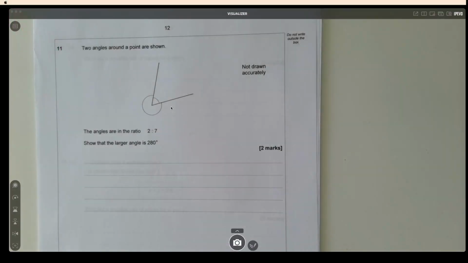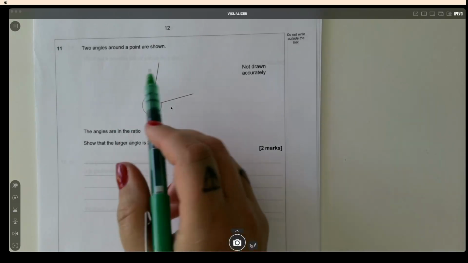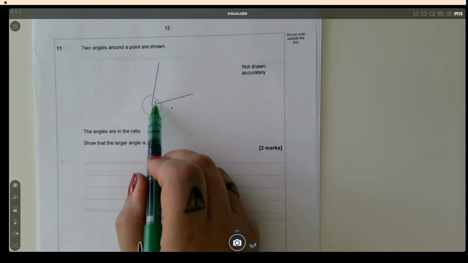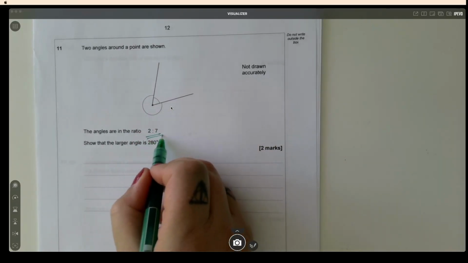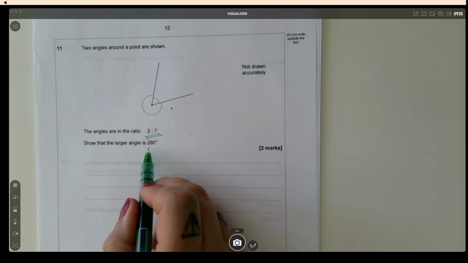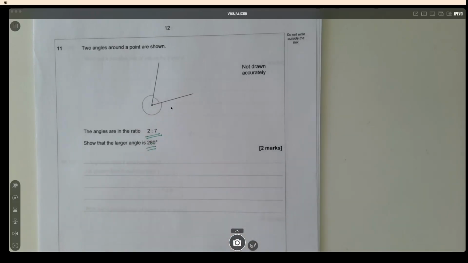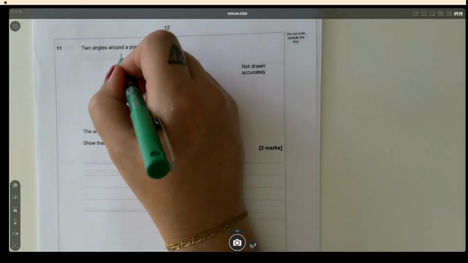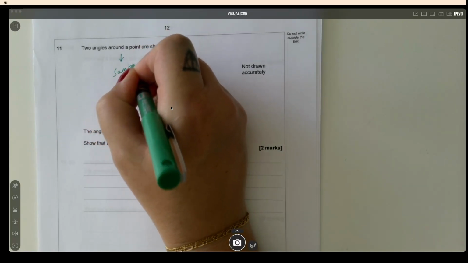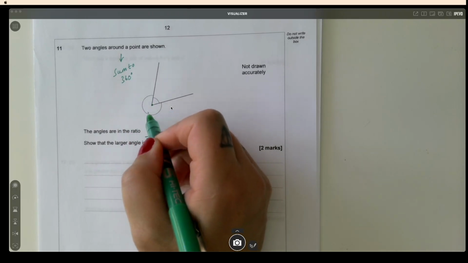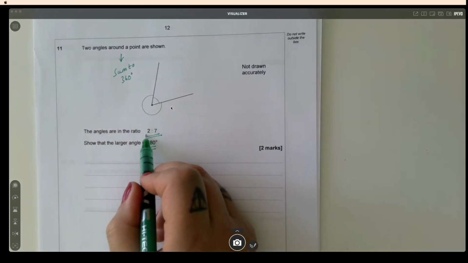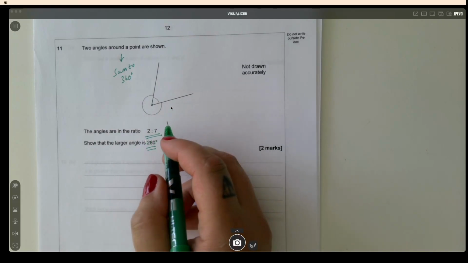Question 11. Two angles around a point are shown. So we've got these two angles here, this angle and this angle, both around that point. The angles are in the ratio 2 to 7. Show that the larger angle is 280 degrees. Now, angles around a point sum to 360 degrees because it's a full circle. So that 360 degrees, we're going to share it into this ratio 2 to 7.